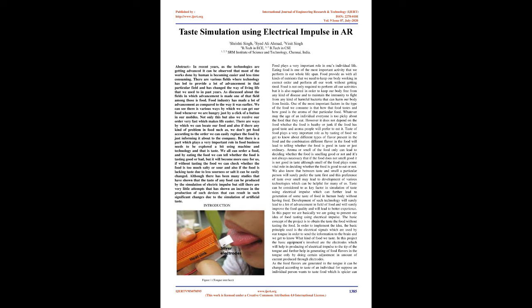We can see there are various ways by which we can get our food whenever we are hungry, just by a click of a button on our mobiles. Not only this, but we also receive our order very fast, which makes life easier. There are ways by which we can locate our food, and if there is any kind of problem, such as we don't get food according to the order, we can easily replace the food by just informing the company.